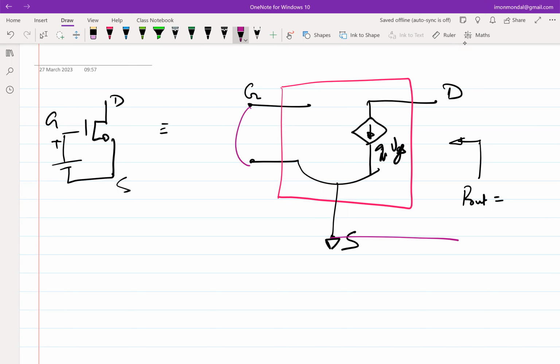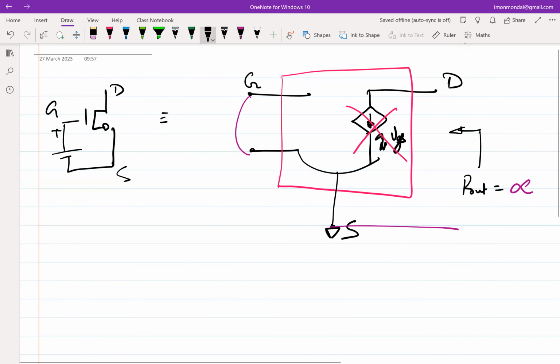0, infinity, 1 over GM. Which one? Infinity. Okay. It will be infinity. Right. Because this essentially goes off, and you are looking into the open port. And this is true in terms of our two-port network. This is true because what we have till now assumed is Y22 is equal to 0.